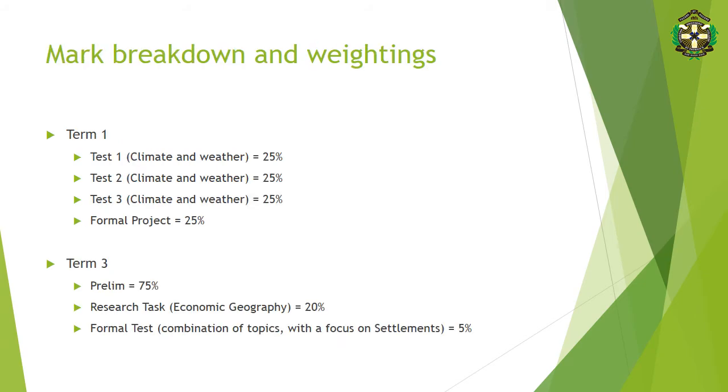How do we get to the marks you see on the reports? For term 1, the mark that you saw on the report consisted of 4 assessments, 3 tests, as well as a formal project, each one counting 25% towards the final mark. Term 3 is slightly different as the pupils are writing their prelims. Here the mark will consist of the prelim, which is 75%, the research task of 20%, and then a formal test, which will contribute 5% towards the final mark.